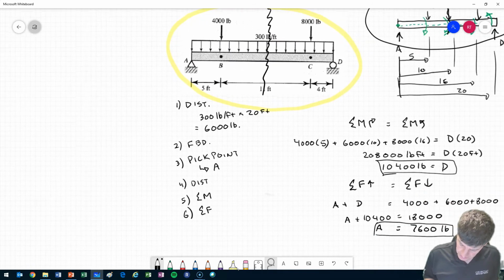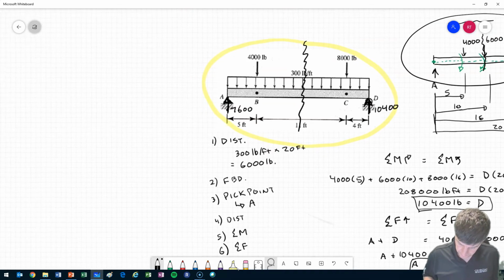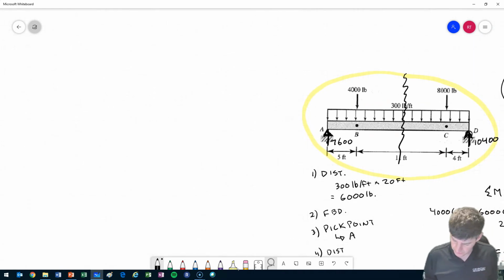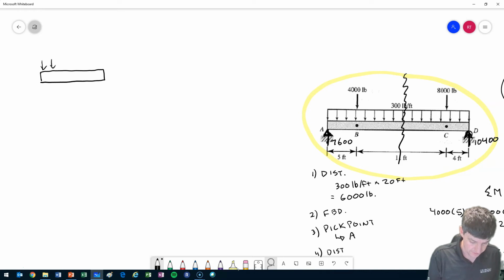Okay, so let me just transcribe these over. So my force at A, 7600, and my force at D, 10400. And here we go. So I think I'm just going to decide I'm going to take the left-hand side, and my left-hand side is going to look like this. I've got a distributed load across the entire length, and it's 300 pounds per foot. My beam is 10 feet in length.